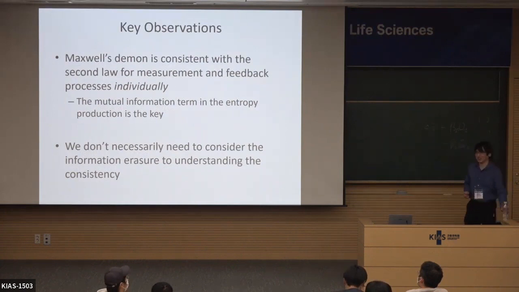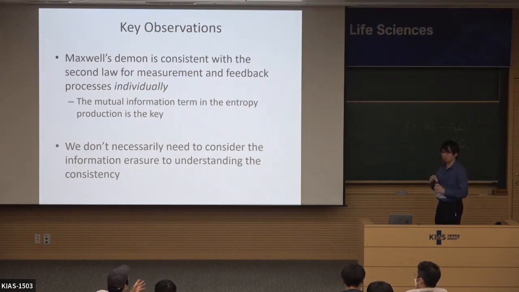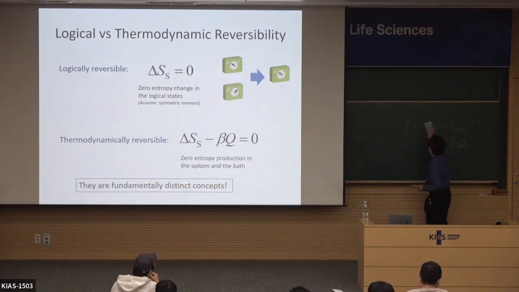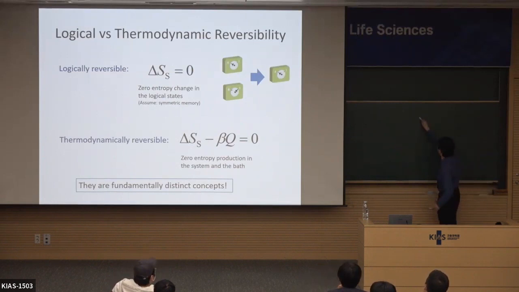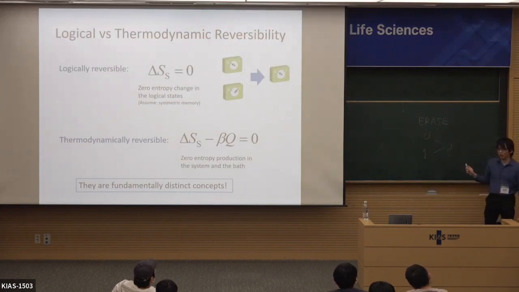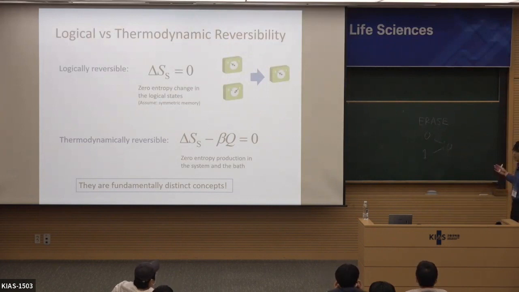Yes, the explanation about the logically reversible concept. Oh yeah, this one? Yeah. So, for example, the erasure process is: zero and one become zero always. In the terminology of mathematics, it's not a bijection. That means we cannot recover the original state from this final state.